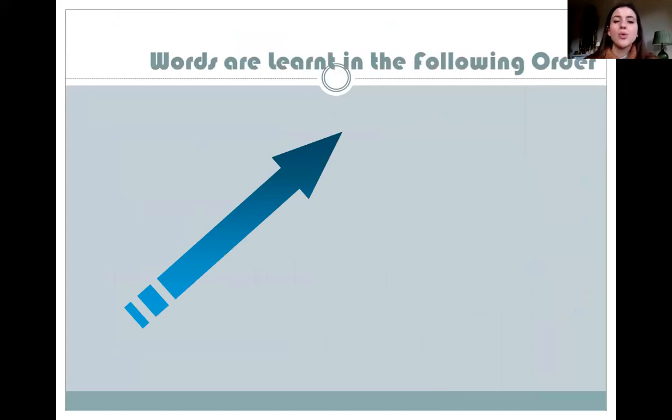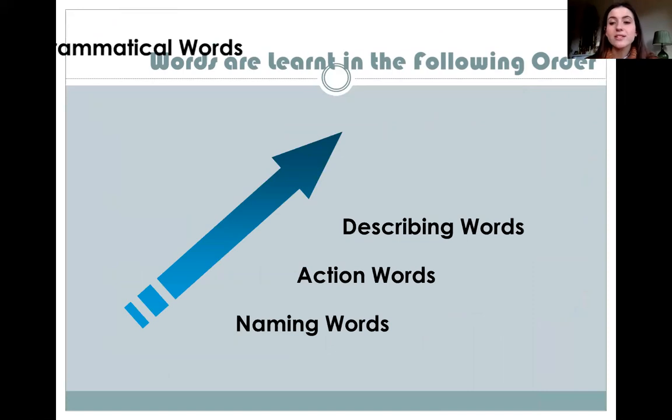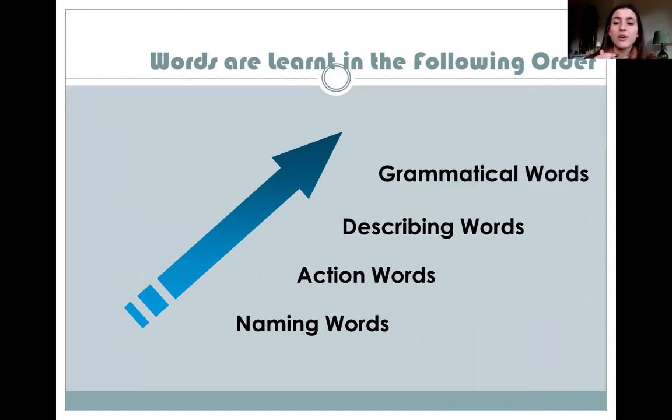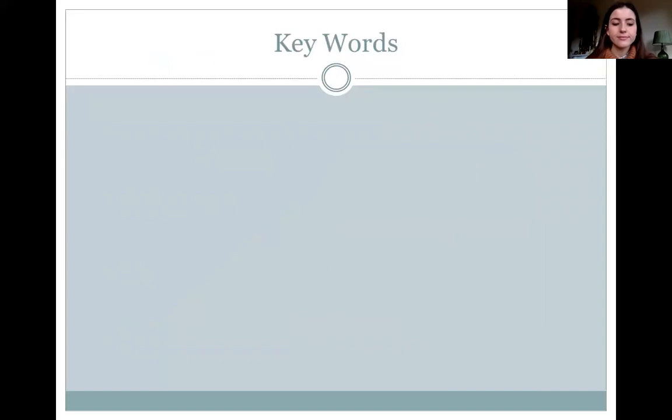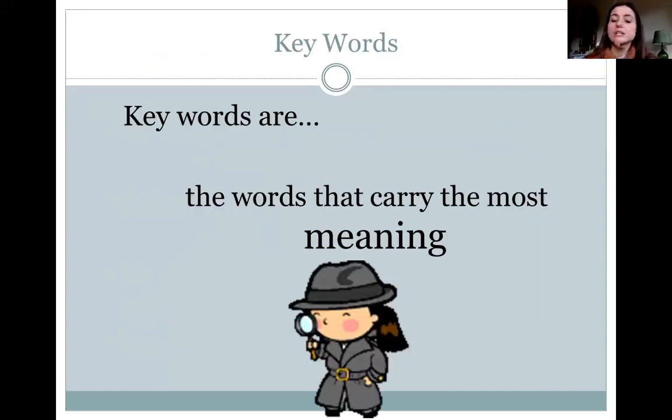Okay, and now words are learned typically in the following order. Naming words at the bottom, so nouns, and then it goes on to verbs or action words, then on to describing words, and then grammatical words, so things like prepositions. That's just something to bear in mind when you are giving verbal instructions to your child and to consider what level they are at. Okay, so keywords. Keywords are the words that carry the most meaning in an instruction.